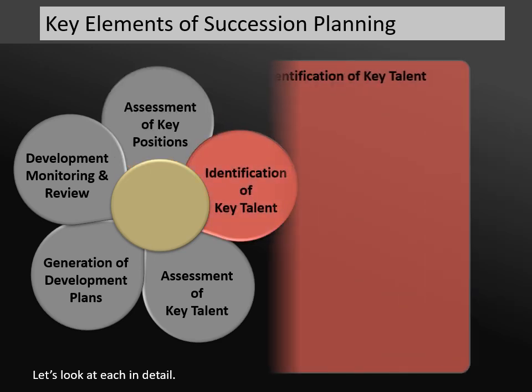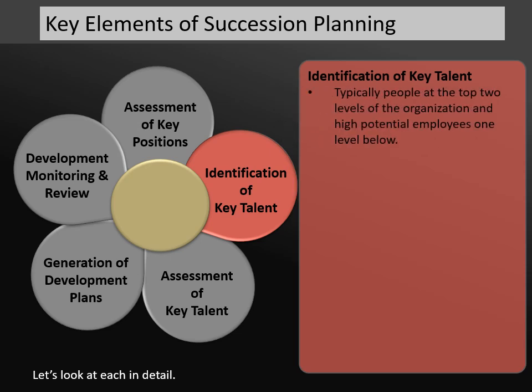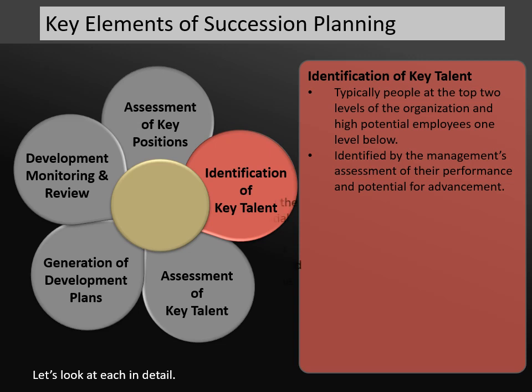Next, identification of key talent. Typically, people at the top 2 levels of the organization and high potential employees 1 level below, identified by the management's assessment of their performance and potential for advancement.